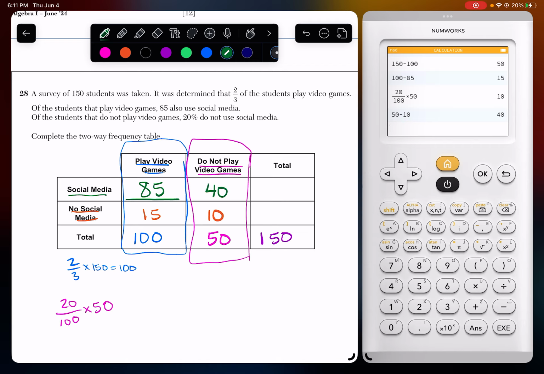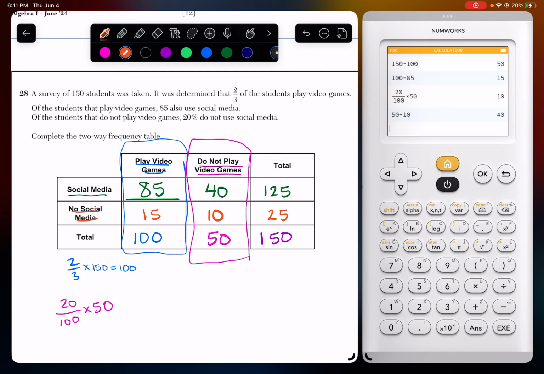And now if I want my totals across on the right side, then I can just add up my rows. I have 85 students who are on social media, then I have another 40. So in total, I have 125 social media students. And for no social media, I have 15 and 10, so I have a total of 25. And that looks nice because my 125 and my 25 add up to my 150. So everything in this table is adding up cleanly.